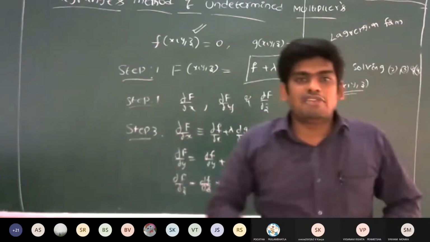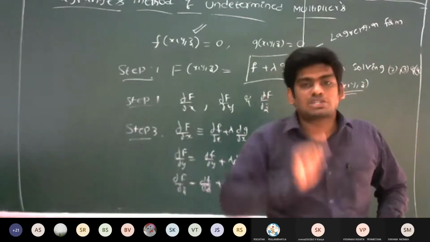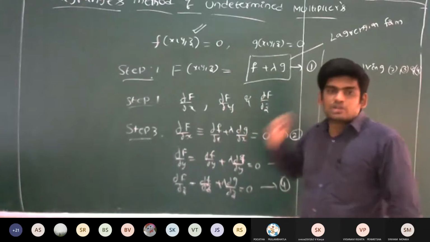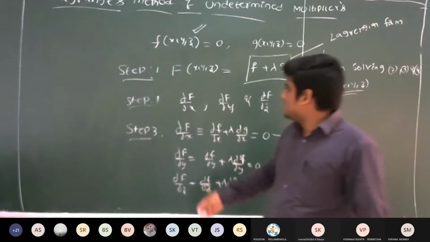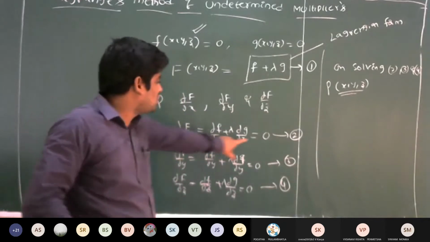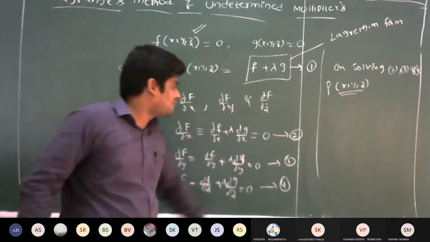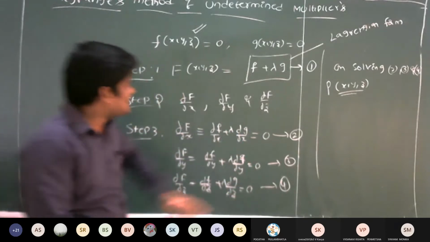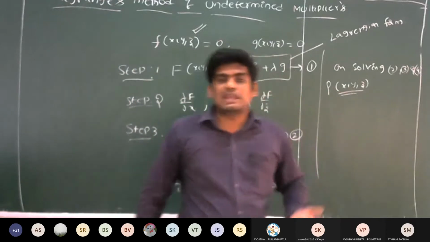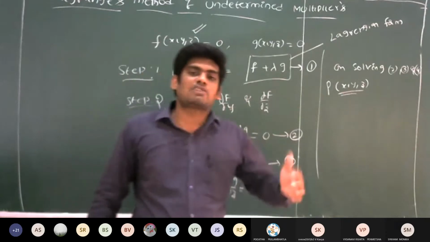It is a function of 3 variables, that is x comma y comma z, so there exist 3 first order derivatives: dou f by dou x, dou f by dou y, dou f by dou z. In the third step, we have to equate dou f by dou x equal to 0, dou f by dou y equal to 0, and dou f by dou z equal to 0. By solving these 3 equations, you will get the value of lambda, and based on that lambda, you can find the value of x, y, z. That is the required point.